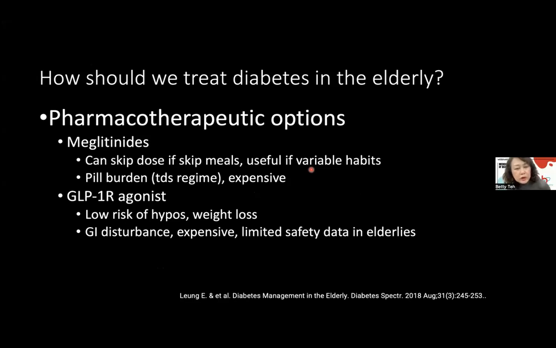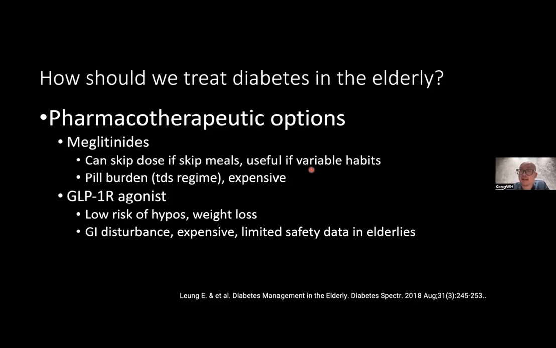Can you name me a few drugs that are meglitinides? I've never heard of this word before. The brand name, I think there's one called Novonorm by Novo Nordisk. Is it oral? Oral is repaglinide. Novonorm, oh, yeah. It is produced by Novo Nordisk.